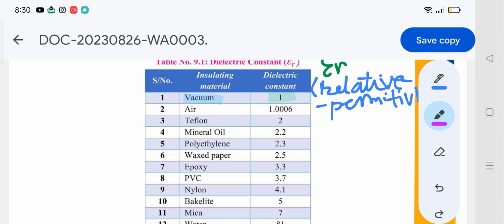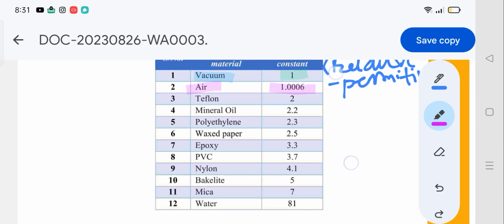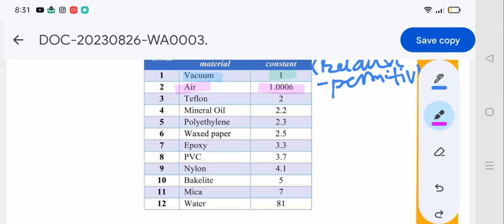Again, we have air. In air we have 1.0006. You need to learn these. We don't have any concept in this, as I earlier mentioned. In today's video we just need to read the theory, so that we can understand how many types of capacitors we have and what the dielectric constants of insulating materials are.